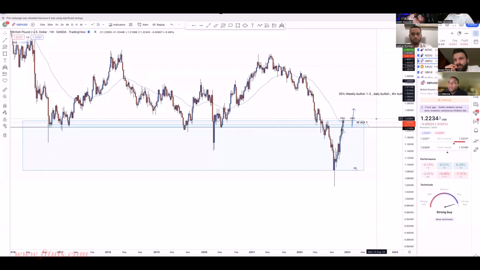Simple, clean, easy, super easy. So now we know we want this pullback here in order to go to the upside. Then we keep it going because there's a chance that price can break through here and not go up and keep going down and needs a bigger retracement, whatever the case is.